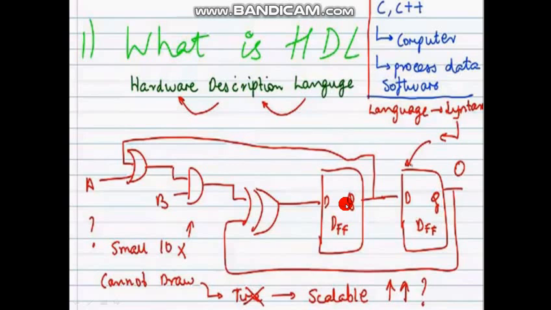So I want to give the details of each and every component, each and every input and each and every output. The program which contains all the details of the hardware, the language used for writing that program, is called the hardware description language. Now that is the importance of HDL.